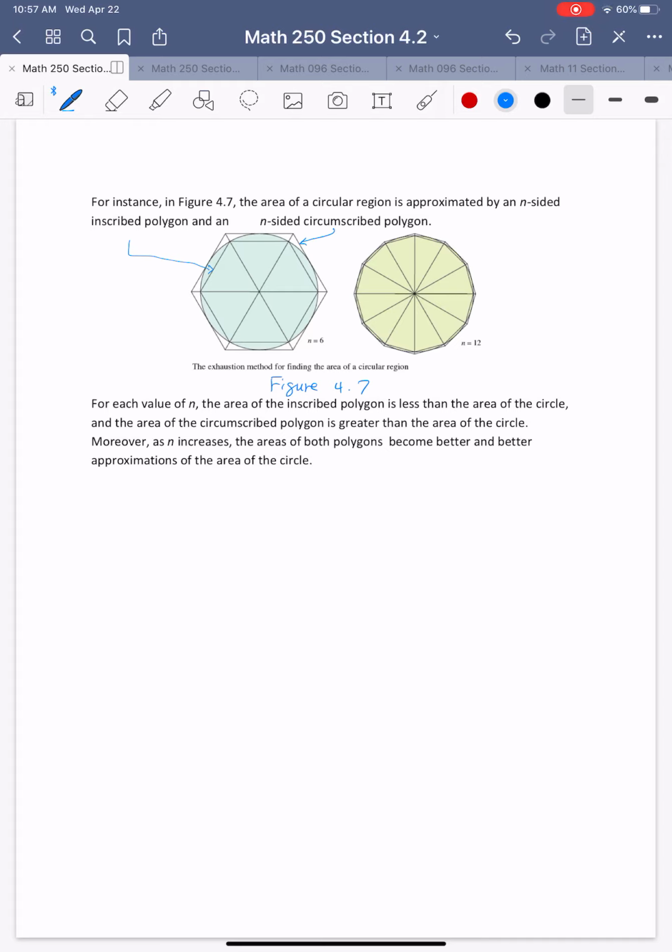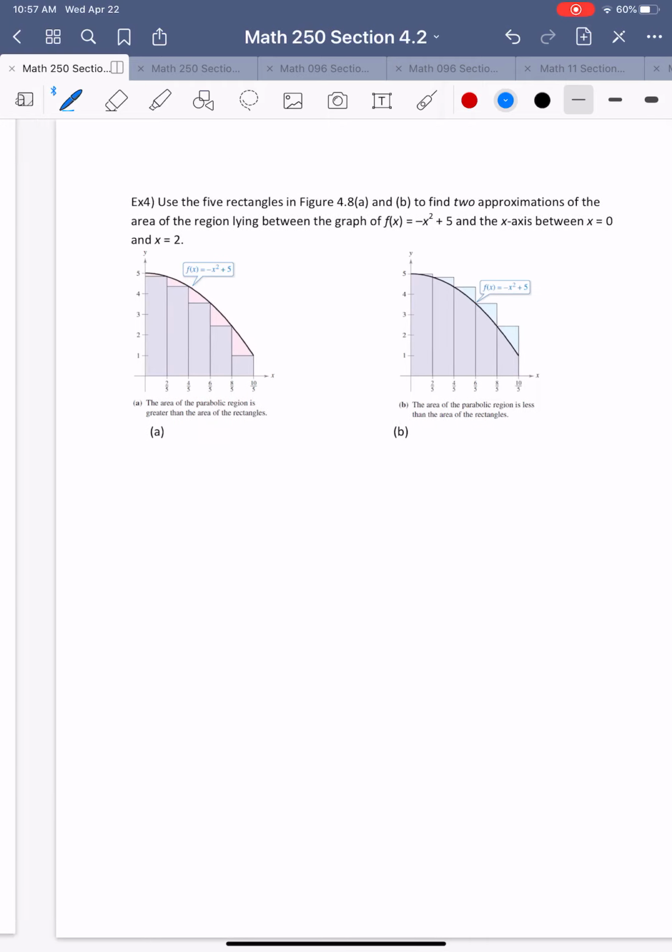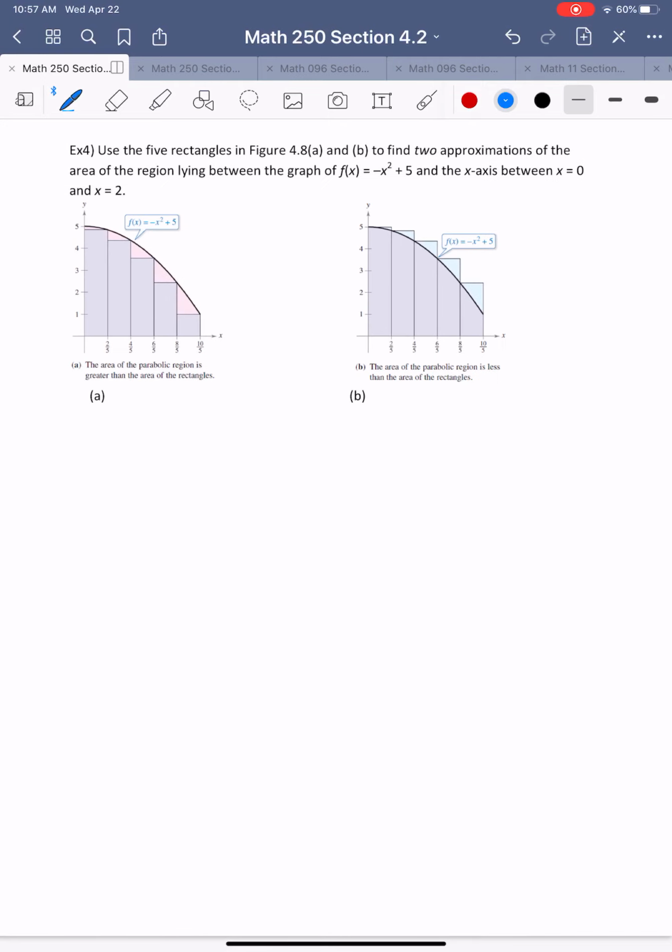For each value of n, the area of the inscribed polygon is less than the area of the circle, and the area of the circumscribed polygon is greater than the area of the circle. As n increases, the areas of both polygons become a better and better approximation of the area of the circle. So let's try a problem here.